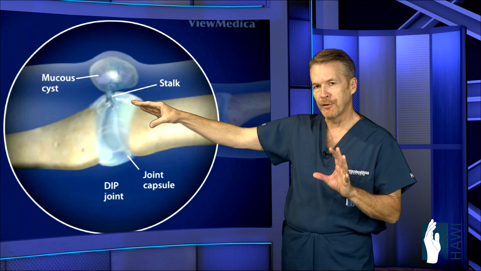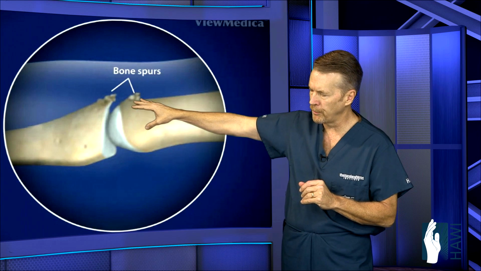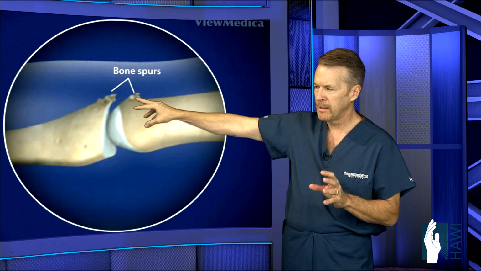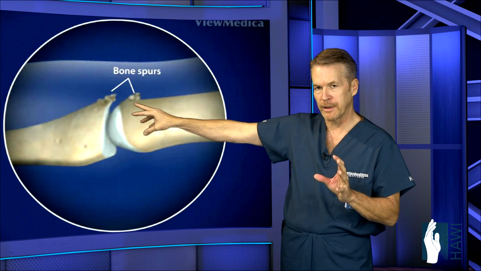So also associated with this, as I said, is degenerative arthritis. But let's take a look at the bone spurs that can form right underneath the cyst. And these are important, as we'll talk about in a little bit, to take these out to lower the recurrence rate when surgery happens, okay?